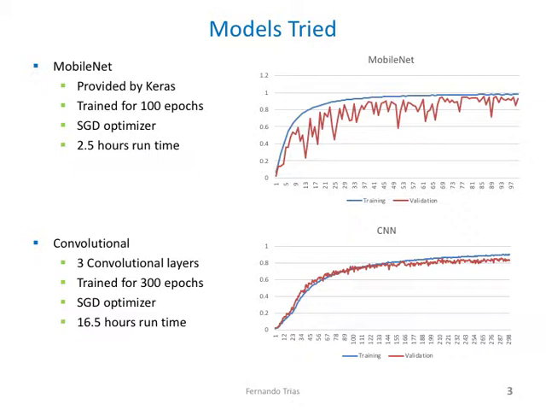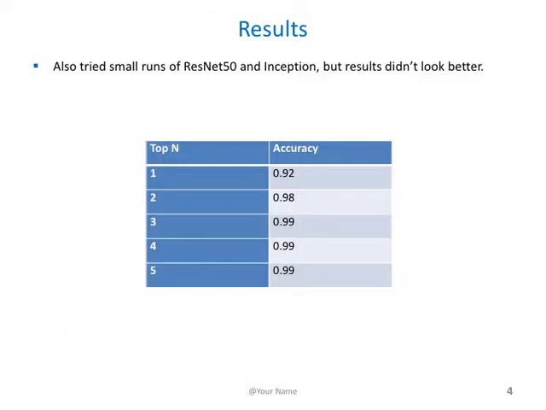For comparison, I also created a convolutional network, 3 layers, and regularization in every layer, and that took about 16.5 hours, a bit excessive, and the accuracy was not quite the same. I also looked at the ResNet 15 inception models, but the results really didn't look that much better than the MobileNet, so I just stuck with that.